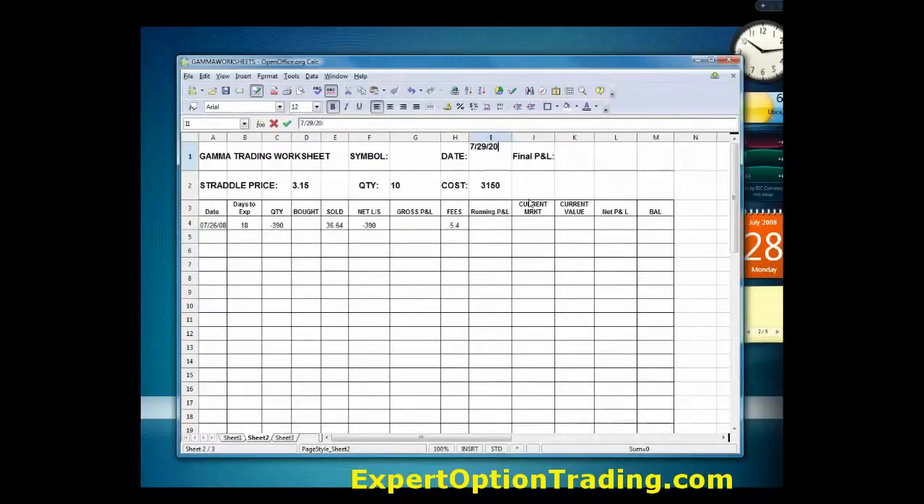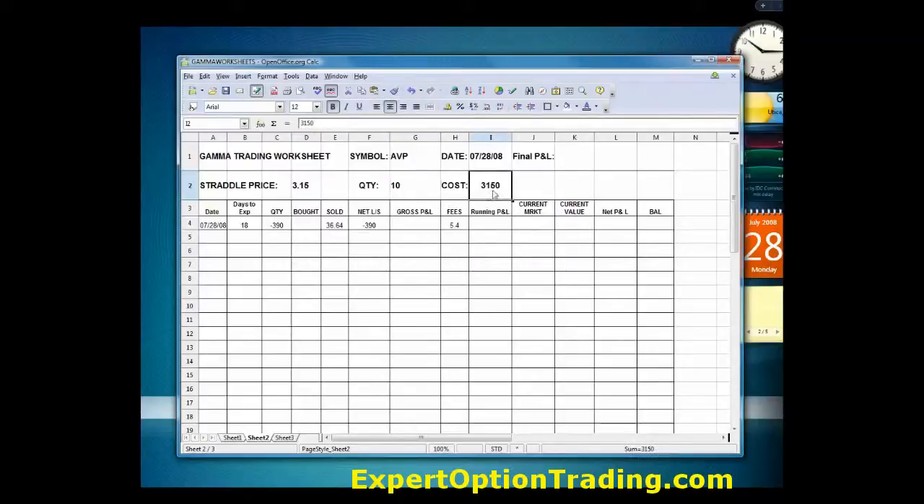What we want to do is just log all of our information so that when we do a trade, we make sure that we keep track of our, what is today anyway? Today's the 28th. We want to keep track of our running P&L as we go along through the trade. And that's all we really want to do. So right now that's what our position is. That's our straddle price. We bought 10 of these, and our symbol is AVP. Our date, our total cost.